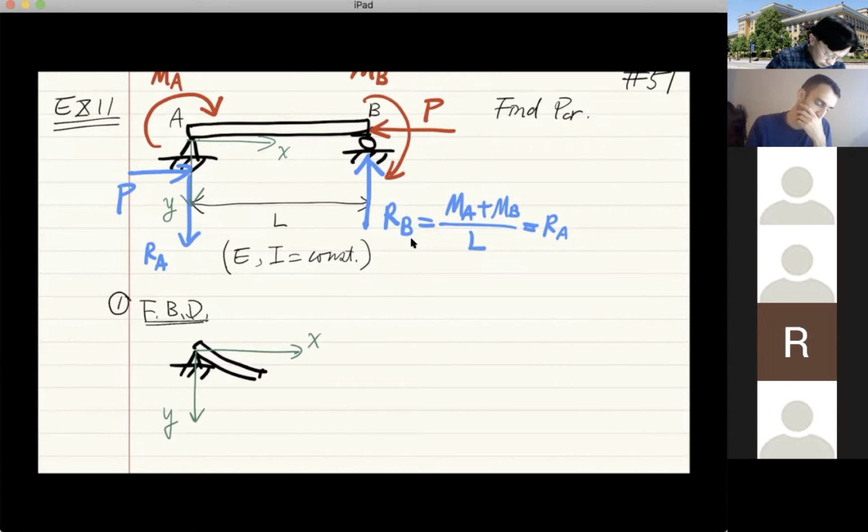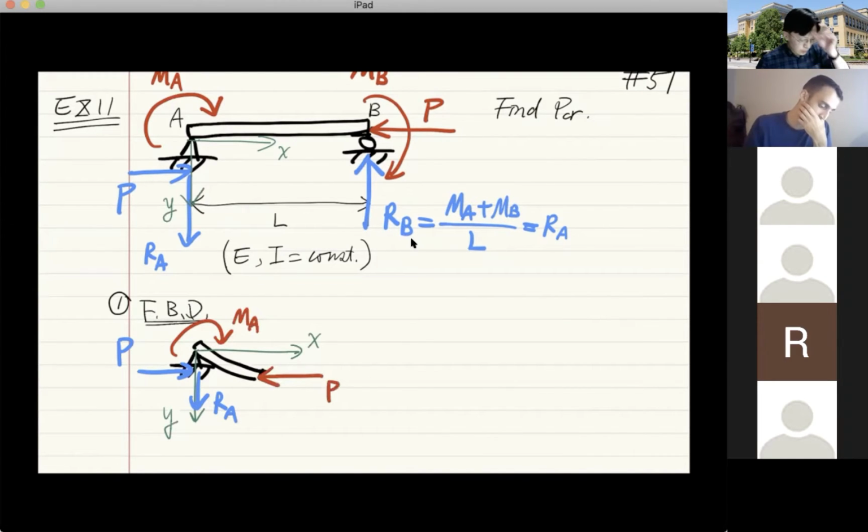And you have the forces P here. This is your RA. You have moment MA here. And right here, you also have P. What about internal moment? What direction is the internal moment? Clockwise? Counterclockwise. Counterclockwise. Yes, very good. Counterclockwise. So this is M internal.